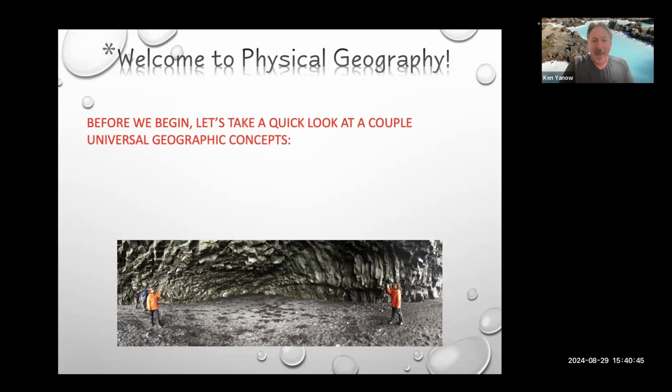This is a black sand beach, and you're looking at a lava cave. If you look really closely, you'll notice that the cave has lava tubes that are hexagons or octagons. They all have multiple sides associated with them. And if you take a really close look, it looks like this lava has flowed and cooled in ribbons. And that's exactly what happened.